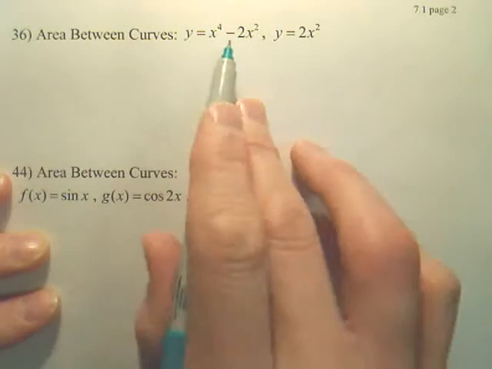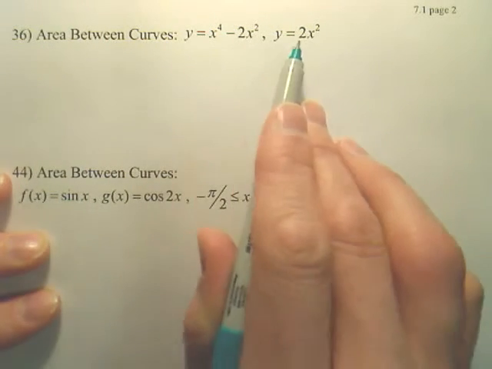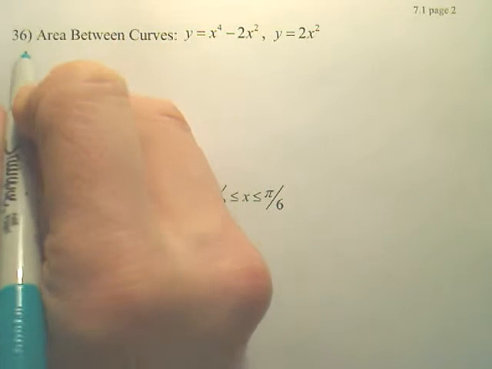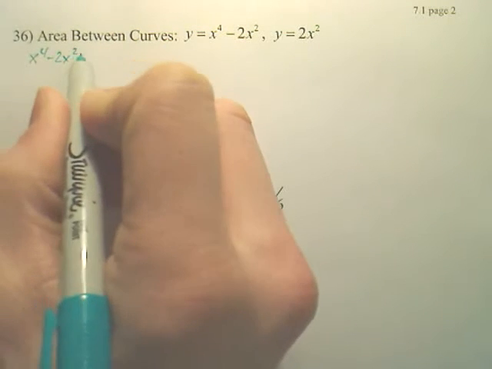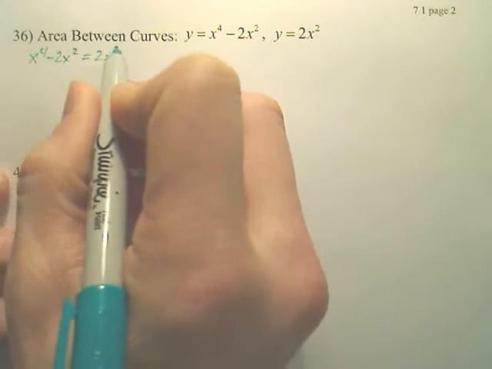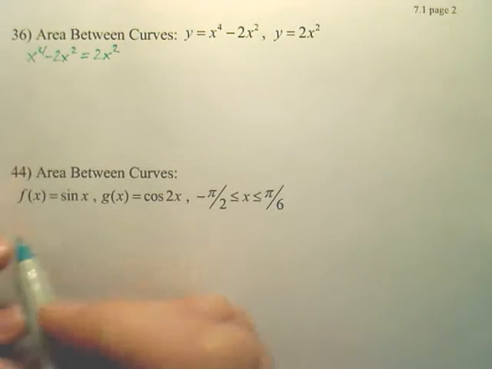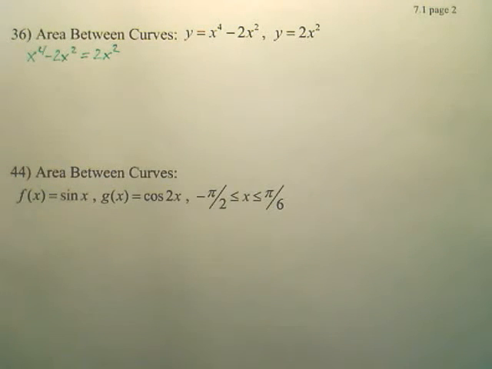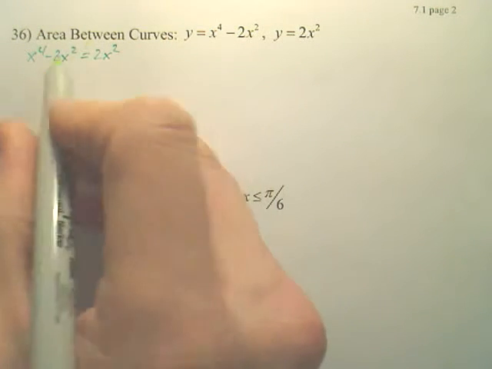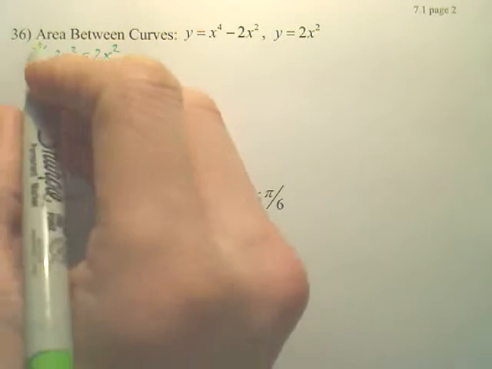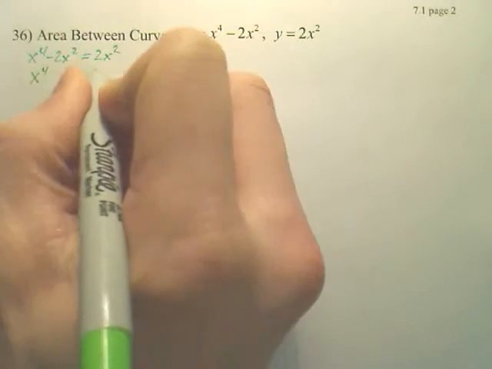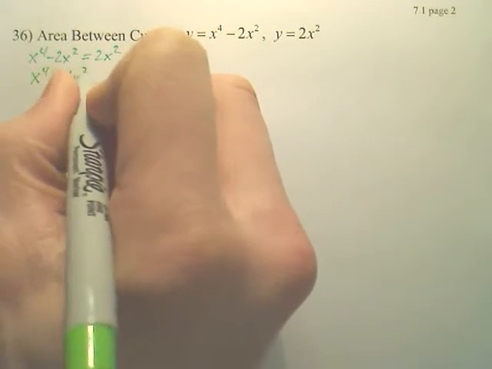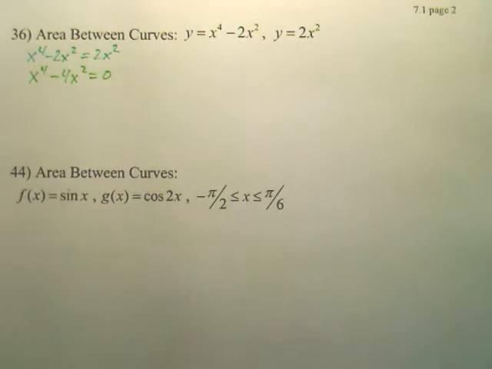If I want to find the area between these two, the first thing is find out where they cross. So it looks like we want to take x to the fourth minus 2x squared and set it equal to 2x squared. When you do that, that's kind of nice. Let's move this over, and we get x to the fourth minus 4x squared equals 0.